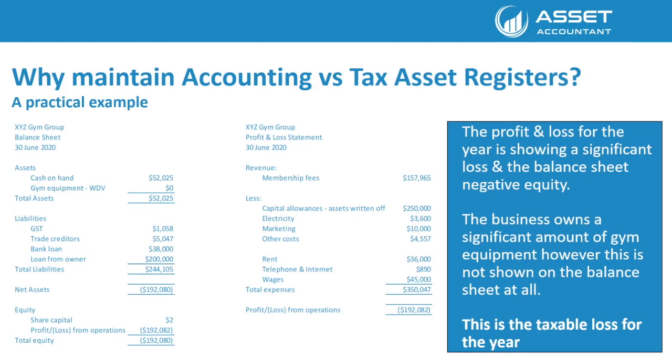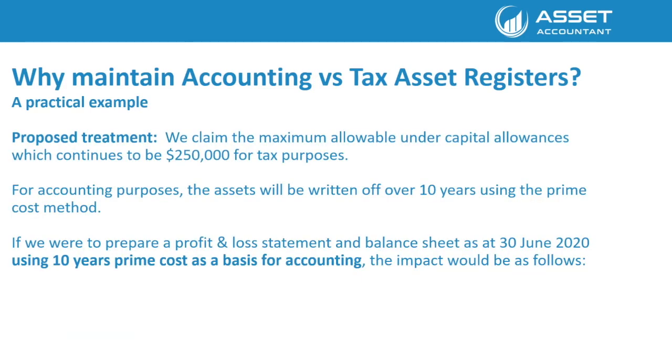This will have a significant impact on the client should they try to go to the bank to borrow to open a second gym or to acquire more equipment for the existing gym, leasing companies, etc. This is something, though, that could easily be managed by capitalizing the assets for accounting purposes and writing them off for accounting using suitable accounting policies.